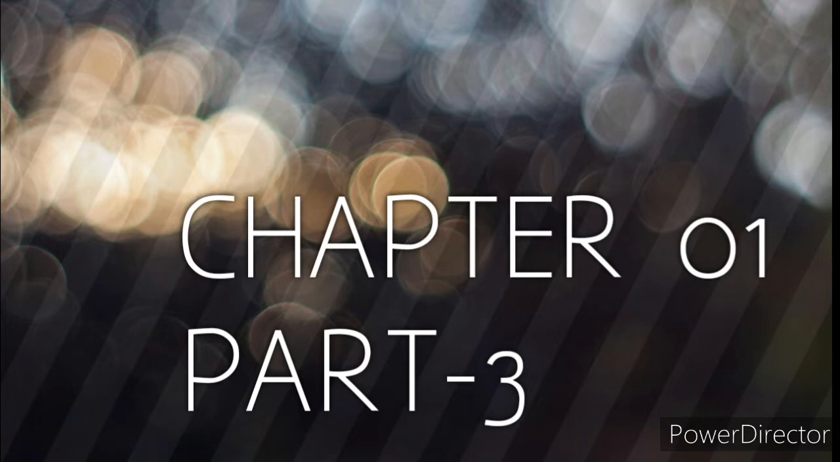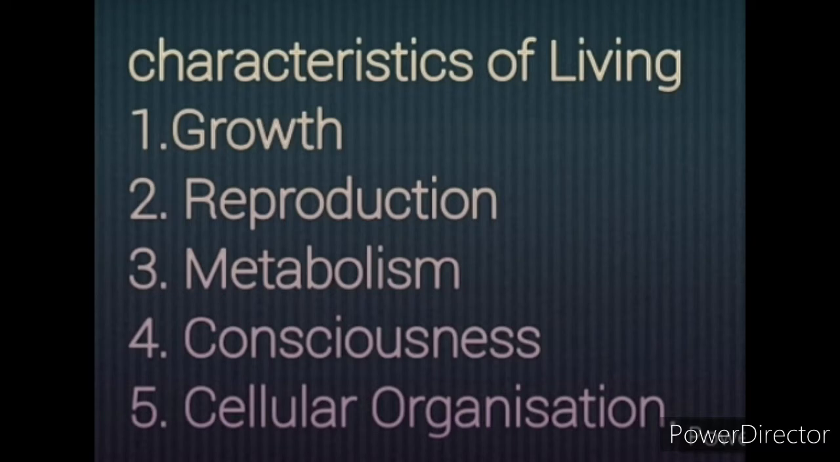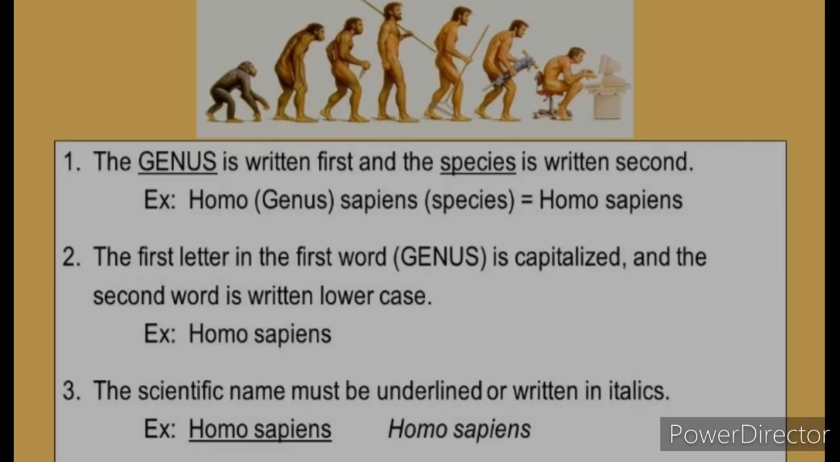Chapter 1, Part 3, The Living World. The first part we discussed the characters of living beings. In Part 2 we discussed the diversity in the living world. Okay? Then in that we discussed binomial nomenclature. What is binomial nomenclature?